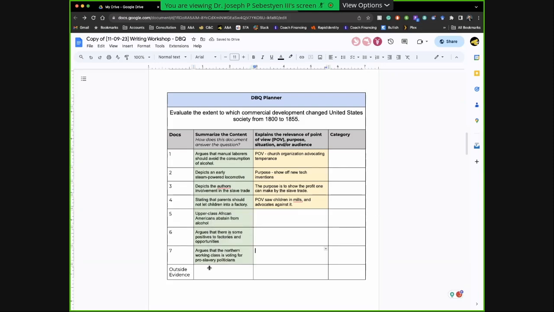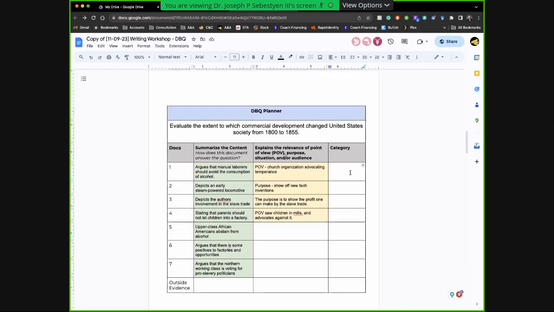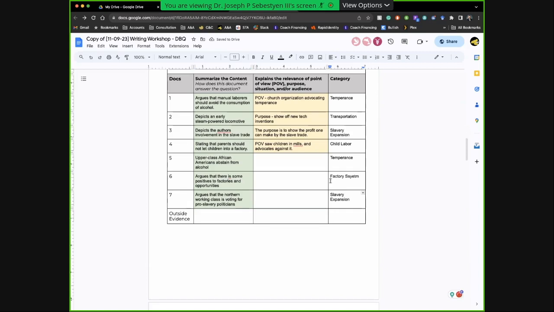Outside evidence. What other things do you say you want to bring in here? So really quick, changes in United States society. So we have temperance, transportation, slavery, child labor, and the factory system. Anything else you want to use there?